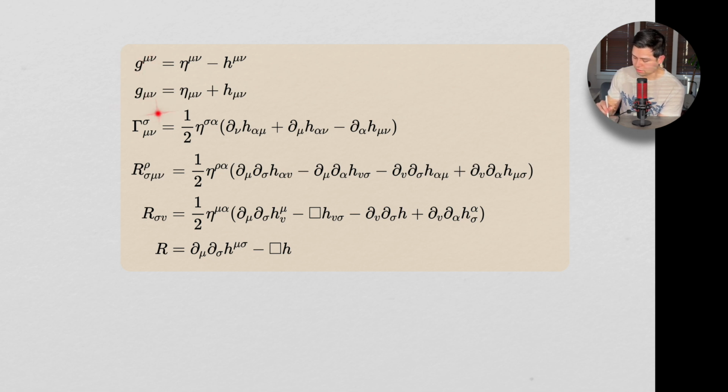And then we have our connection. This is our connection. We have our Riemann curvature tensor, right? That was all double derivatives of our perturbation. And then our Ricci tensor, double derivatives of the perturbation again. However, we also are now seeing wave equations show up. Okay, this is quite interesting, right?